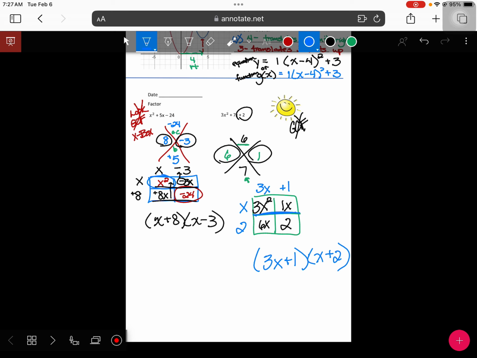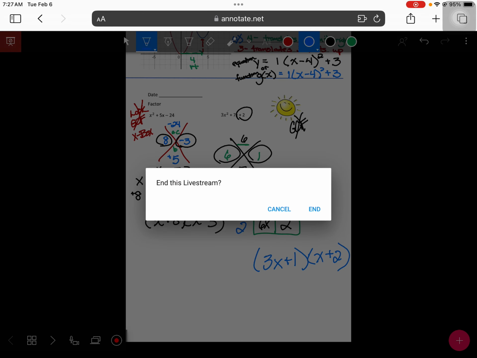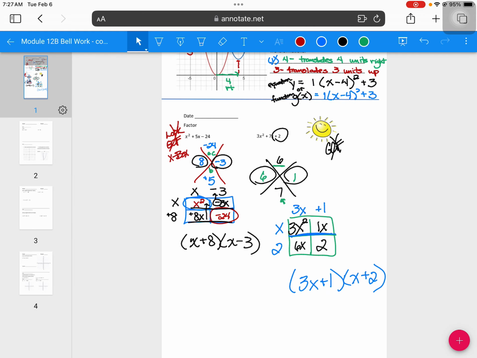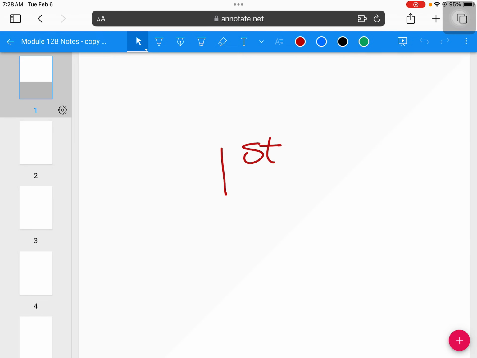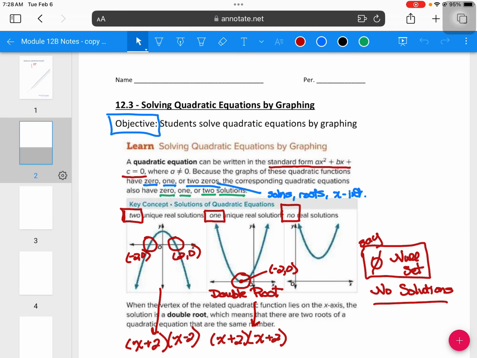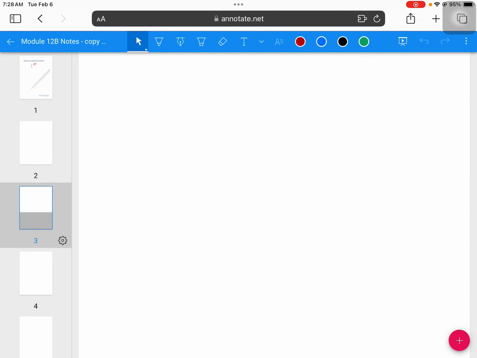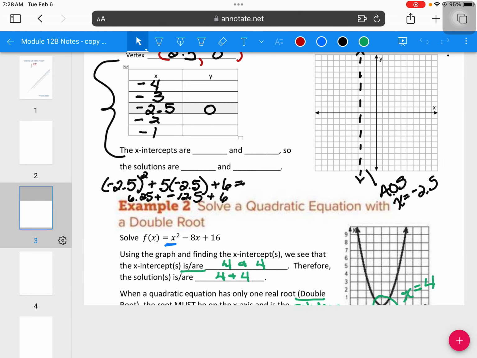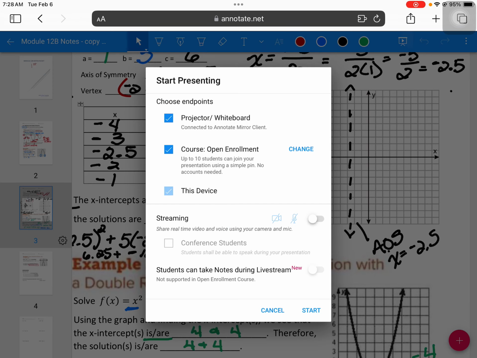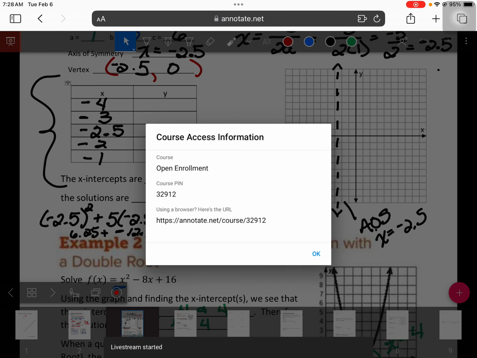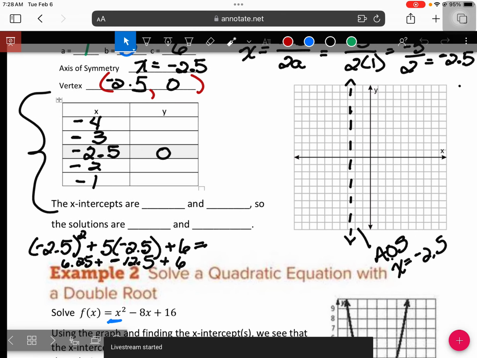Let's go to our notes. Back to page... Let's see, what page was that? There's no page numbers on here, are there? The page with the table, like page 2.